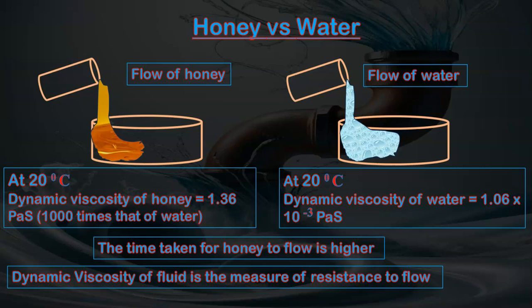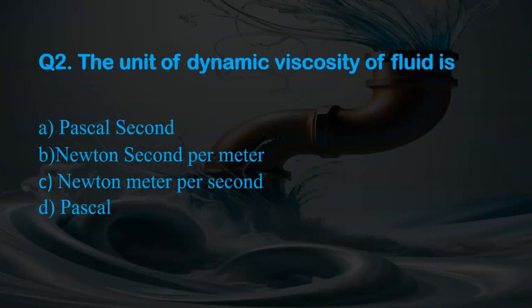So dynamic viscosity of a fluid is the measure of internal resistance to flow. Since honey takes more time to flow, it means it has more internal resistance, and that is because the dynamic viscosity of honey is higher. So the unit of dynamic viscosity of a fluid is option A, Pascal seconds.